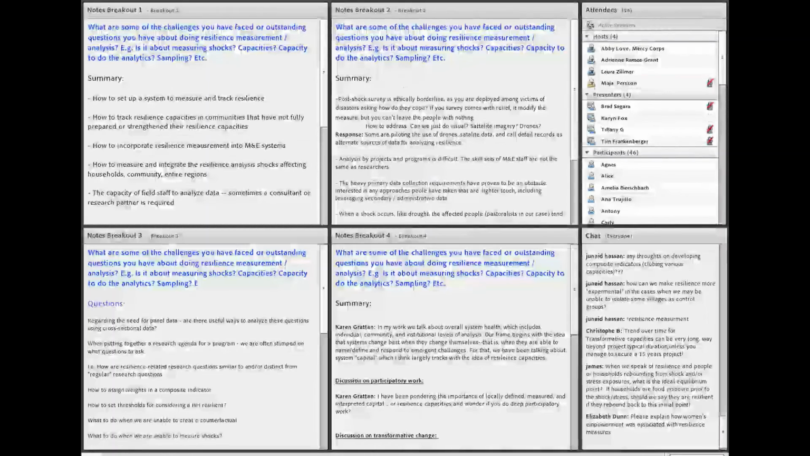So if we can go ahead and start with breakout group number 1, moderated by Tiffany. No, Brad. Sorry, take that back. Group 1, moderated by Brad. I can go ahead and give a quick summary.